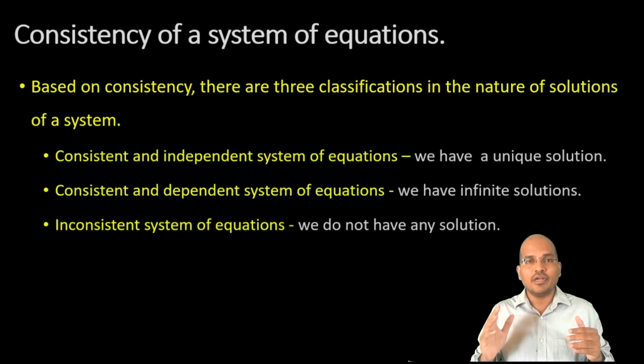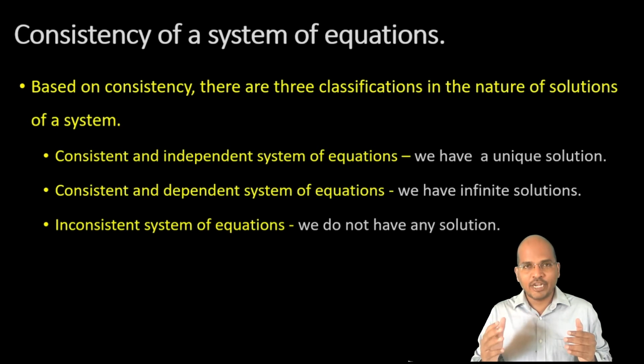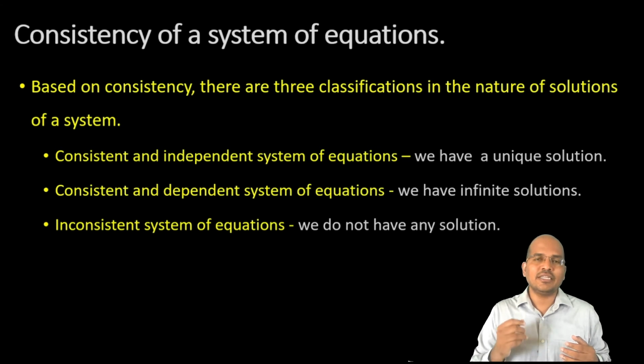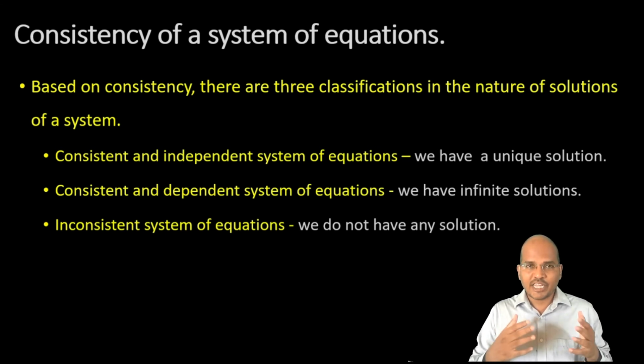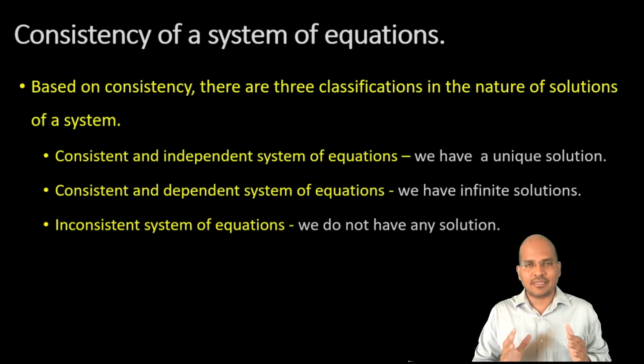Now based on the consistency we classify the set of equations into the following categories. Sets of equations where we have a unique solution are called consistent and independent. Sets of equations where we have infinite or multiple solutions, we call consistent and dependent. And we have sets of equations where there is no solution, called an inconsistent system of equations. Now we speak about this consistency and inconsistency for a given set of equations depending on the coefficients of the variables used.